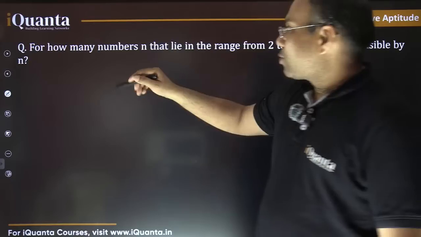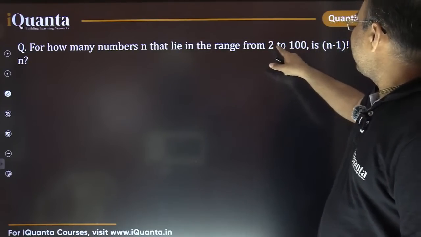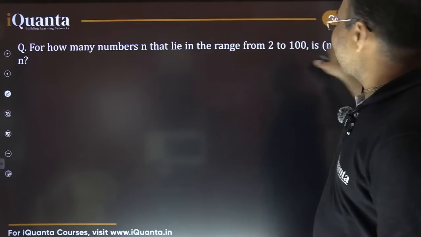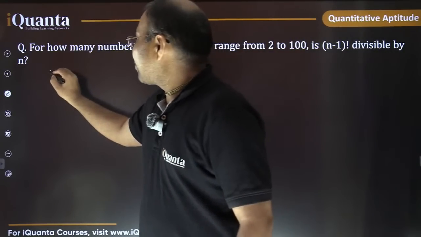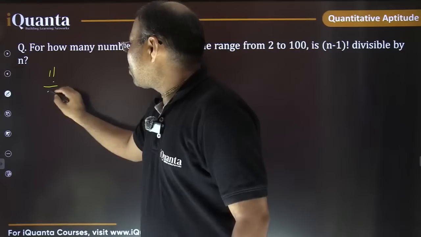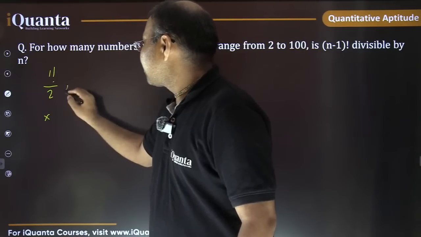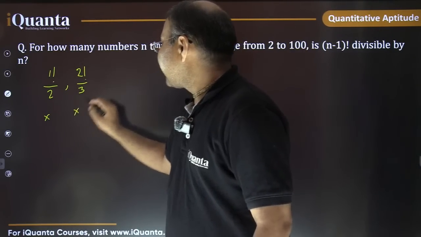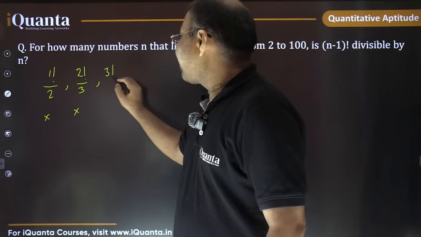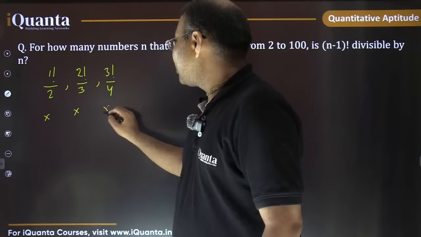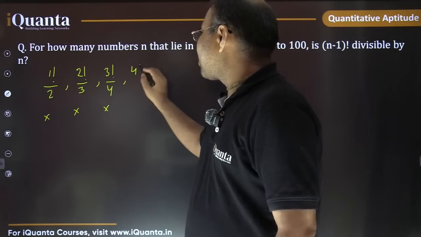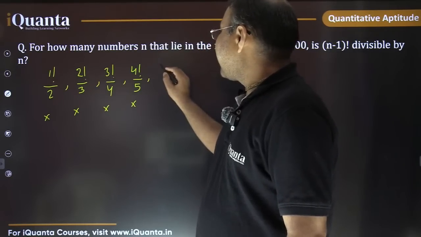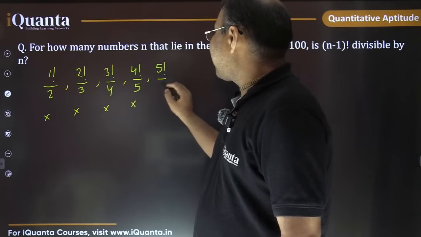Let's check. If I take n equal to 2, then divisible by 2, who has to be? 2 minus 1 factorial, that is 1 factorial. So is 1 factorial divisible by 2? No. Next. Is 2 factorial divisible by 3? No. Next. Is 3 factorial divisible by 4? No. Next. Is 4 factorial divisible by 5? Again no.